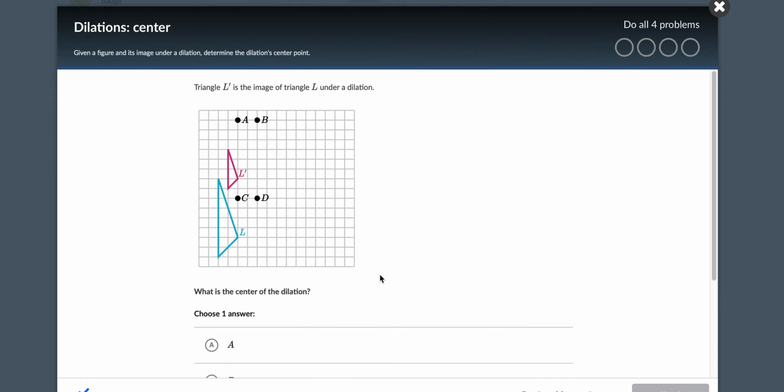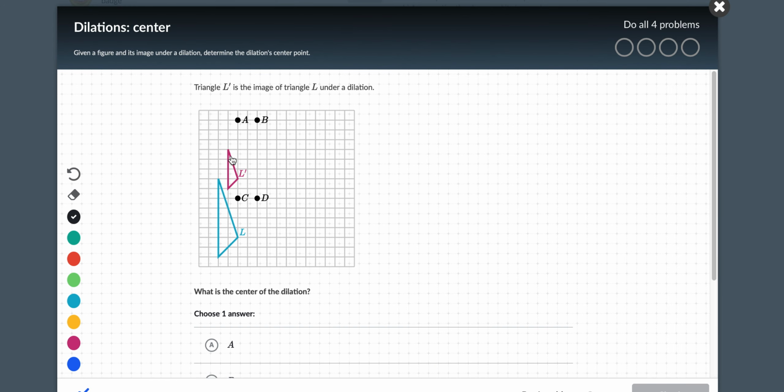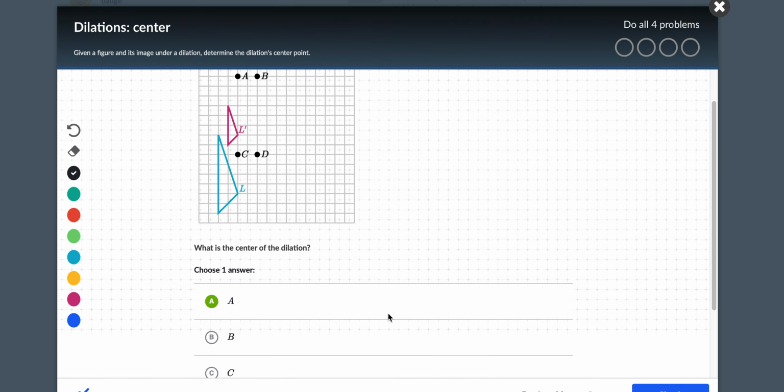So just looking at this, you can use lines sometimes, but I'm just gonna use the points here. If you can see, this is actually kind of a loophole. There's a straight line between A, L prime, and L, which means A must be it. Because if B was our candidate for the center of dilation, then when L moved, it would have moved closer into B, not just closer into A. So the answer is A.